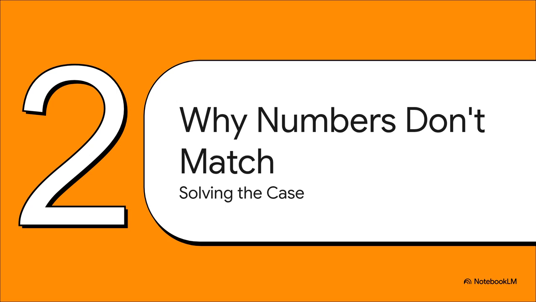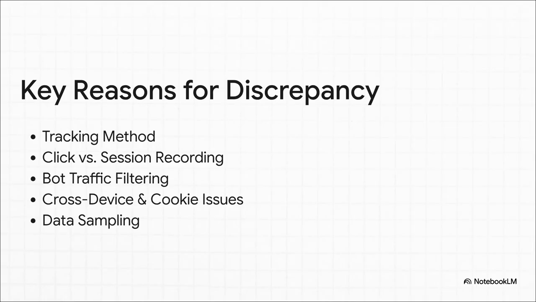Okay, so we've established they have different jobs. Now let's put on our detective hats and really solve the case of these conflicting numbers. We're going to dig into the nitty-gritty technical reasons why these two metrics will never, and really should never, be the same. Here they are. These are our main suspects. The whole discrepancy really boils down to just a few things: the way they track an interaction, the big difference between a click and a session, how each tool deals with pesky bot traffic, some cookie complications, and sometimes data sampling. Let's break down the biggest ones.